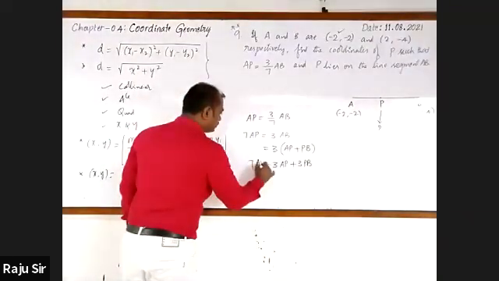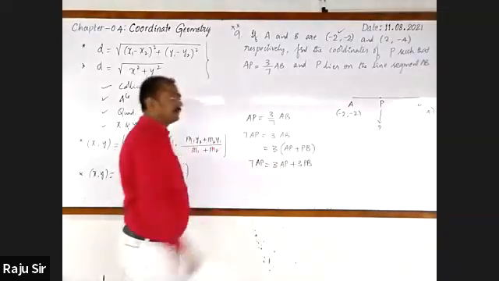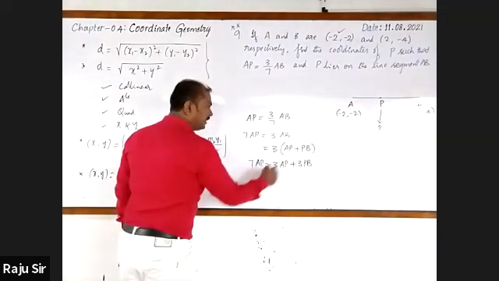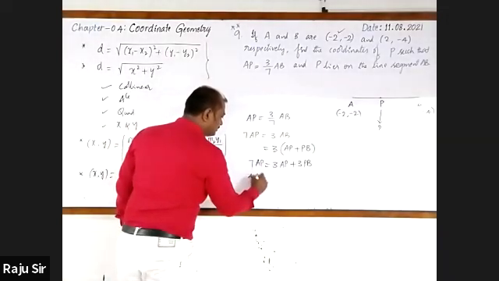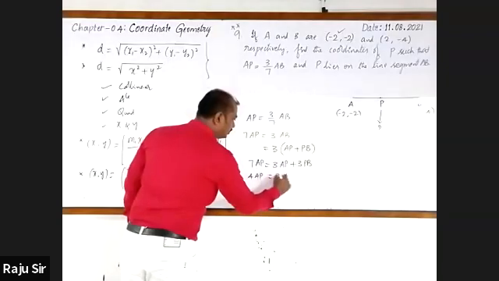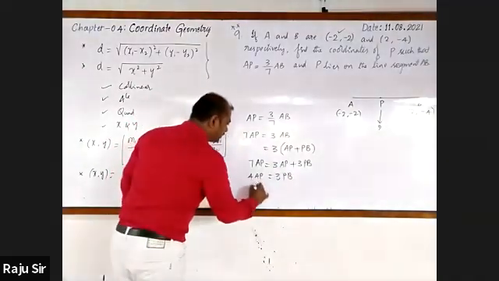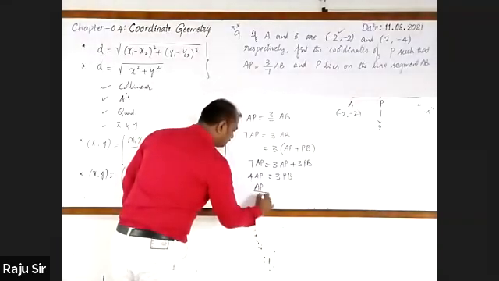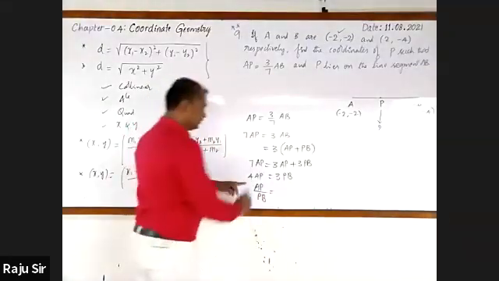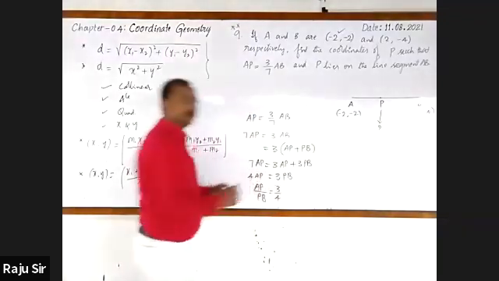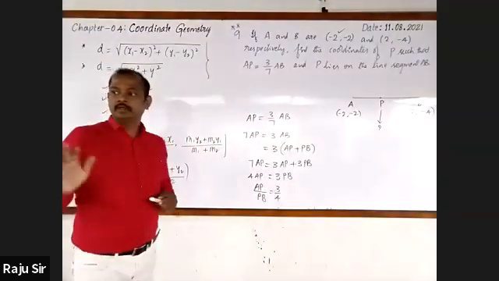Then that's equal to 7 AP. Transfer that to the left hand side. It is -3 AP, 7 AP minus 3 AP, 4 AP. So 4 AP is equal to 3 times PB. Now we want the ratio AP by PB. It's equal to 3/4, nothing but 3:4. Did you understand?